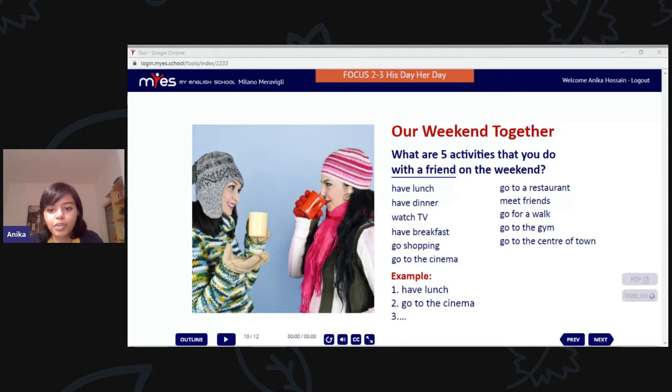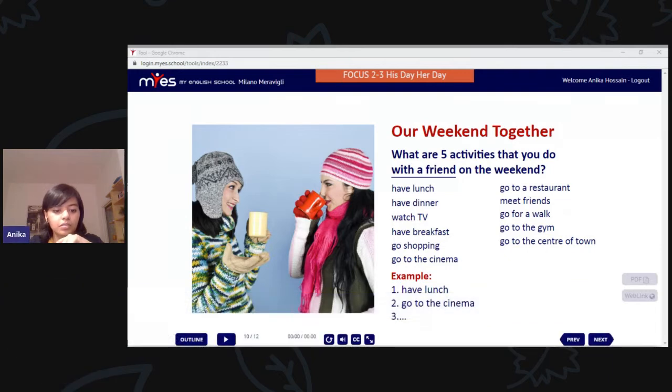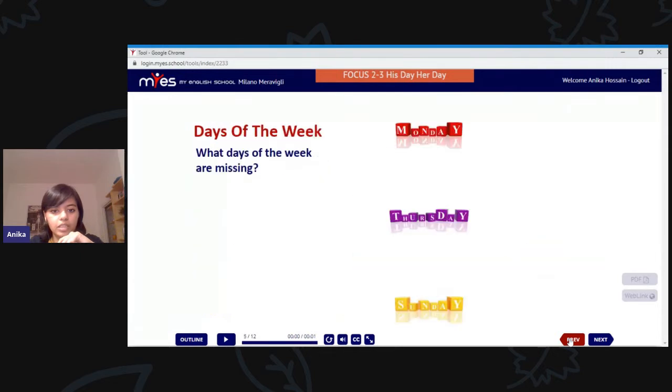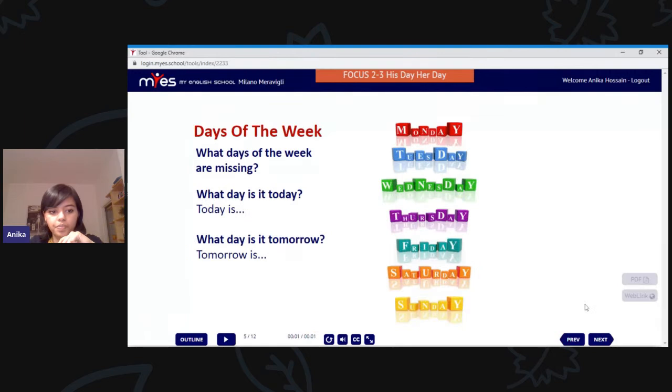So don't forget that with time, use the preposition at. When you use the third person singular, you use s with the verb, or if it's have, you use has, just like Larissa has just mentioned here. And keep in mind all this vocabulary we talked about, daily activities. We have talked about time and the days of the week as well.